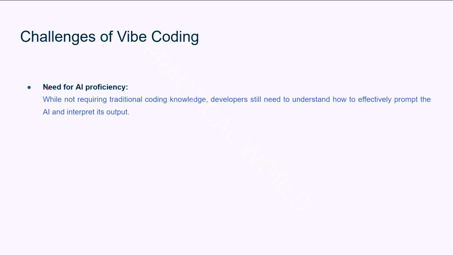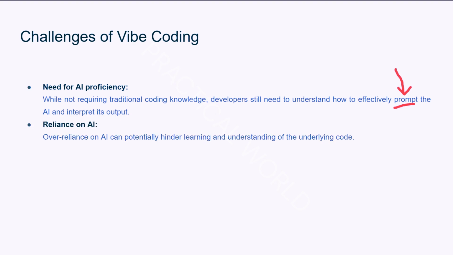Need for AI proficiency. While not requiring traditional coding knowledge, developers still need to understand how to effectively prompt the AI and interpret its output. As I told you, prompt is very fundamental if you want to do vibe coding. You should be aware of how to give an efficient prompt, and that is the challenge if you are doing vibe coding.